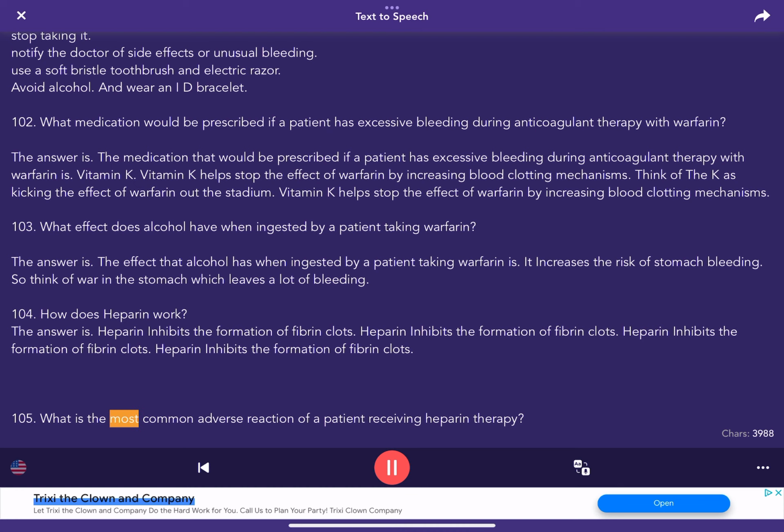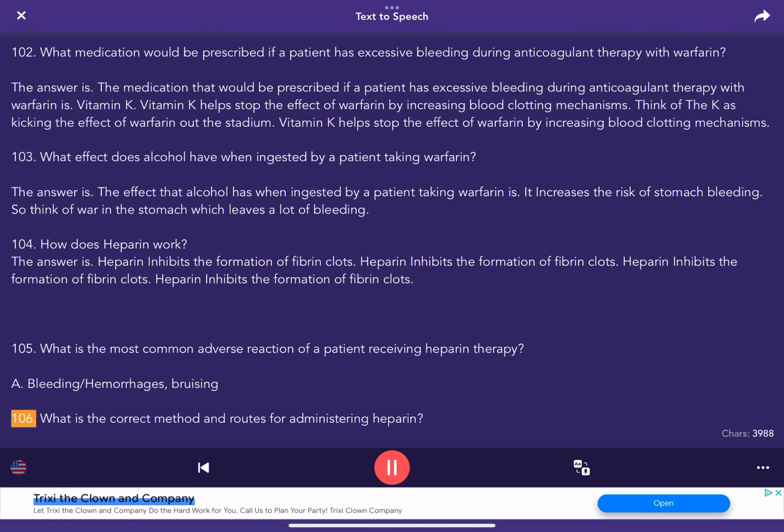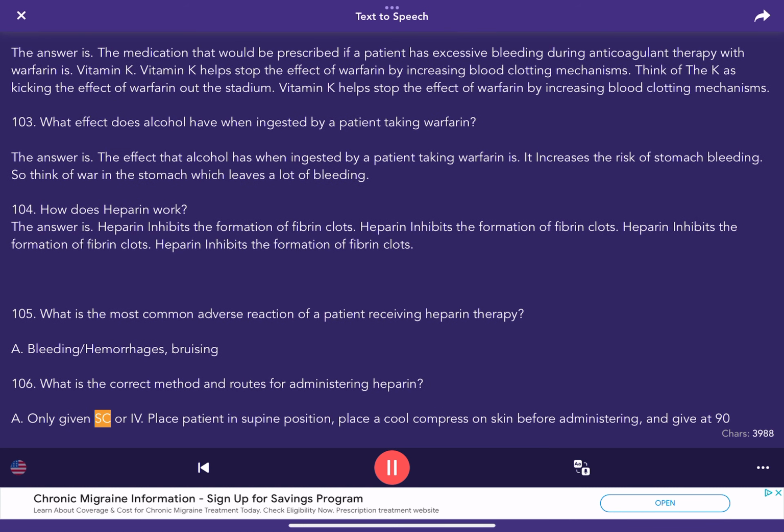105. What is the most common adverse reaction of a patient receiving heparin therapy? A. Bleeding, hemorrhages, bruising. 106. What is the correct method and routes for administering heparin? A. Only given SC or IV.